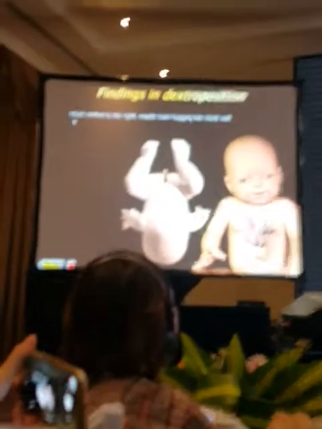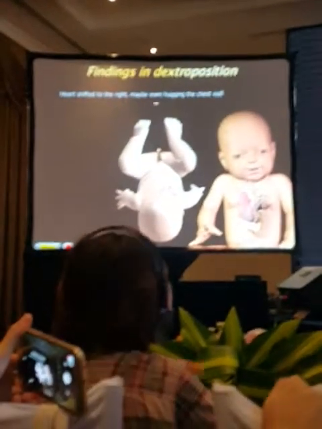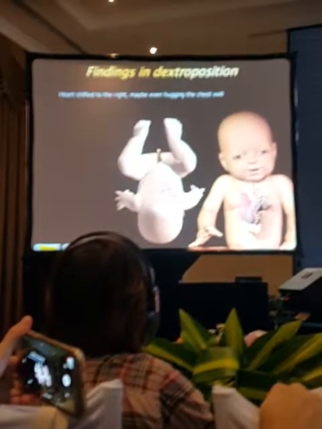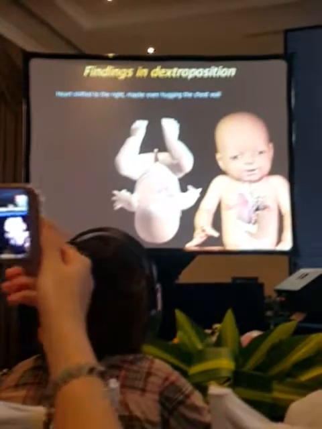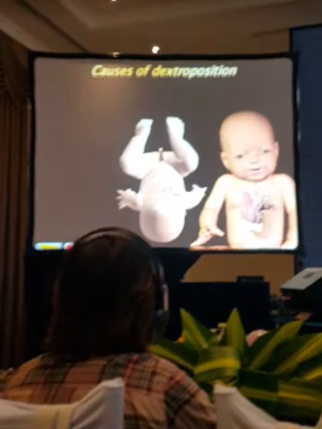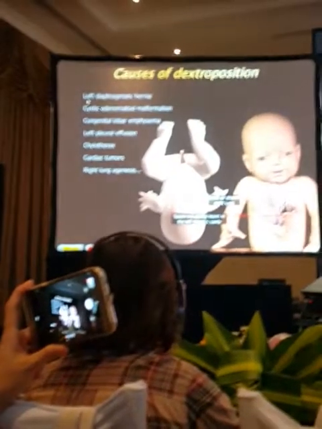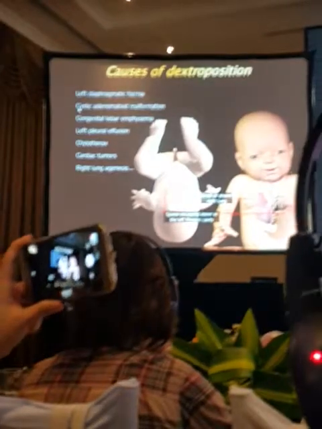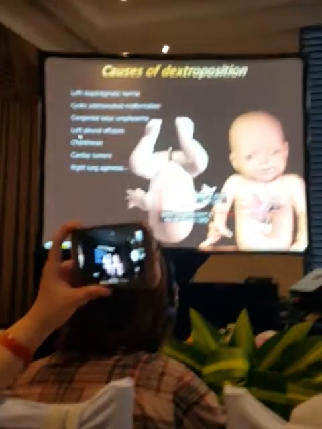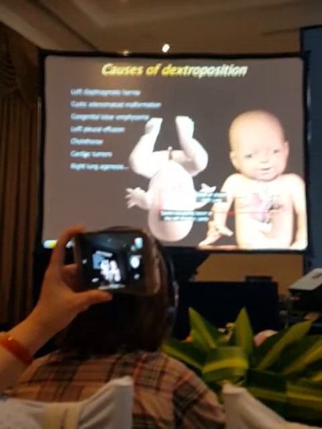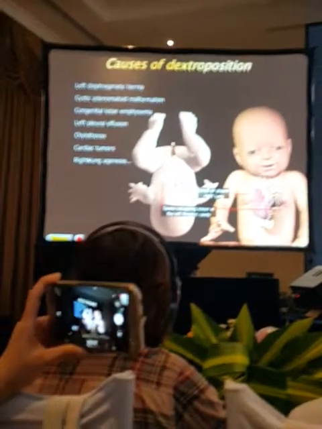Now, in this position, the heart is shifted to the right. How do you chest wall? So you're looking for a space behind lesion on the left side of the chest. And typically, what you're looking for is a left diaphragm cardiac, cystic and inflammatory malformation of the lung, personal lobar, edema, left shoulder fusion, pneumothorax, cardiac fever, wide line chest.